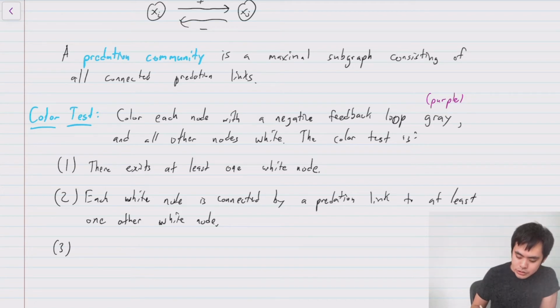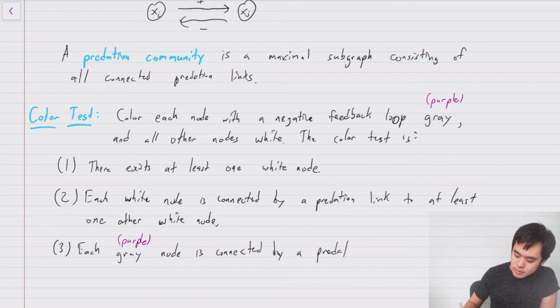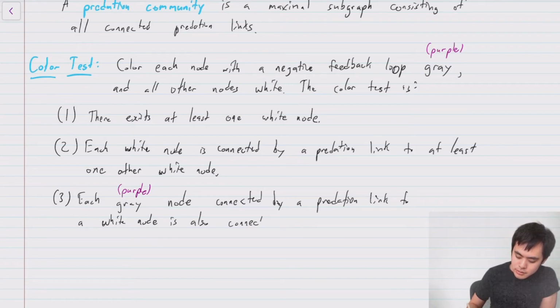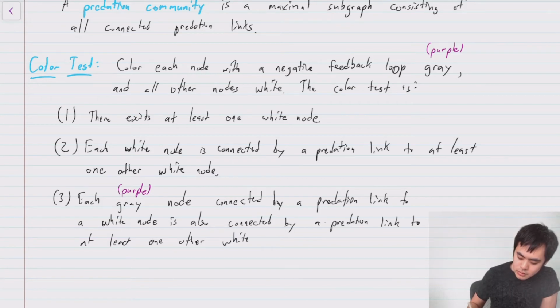And 3, each gray node, or purple, since I'm using purple here, is connected by a predation link to a white node, is also connected by a predation link to at least one other white node.